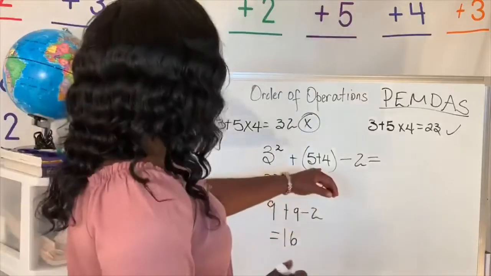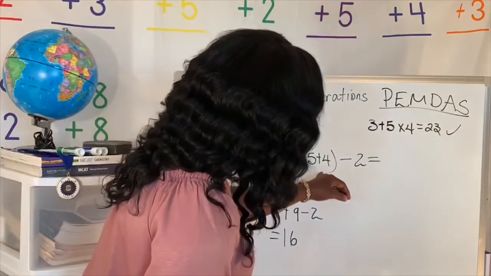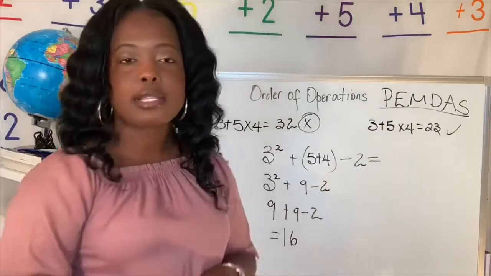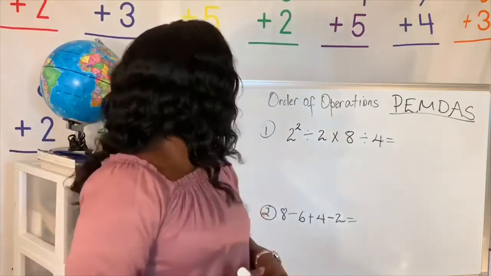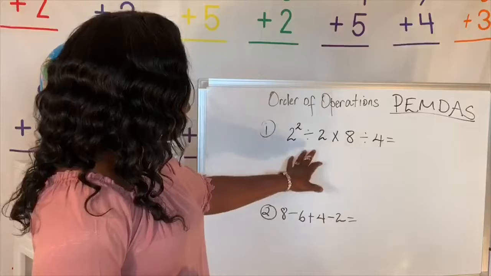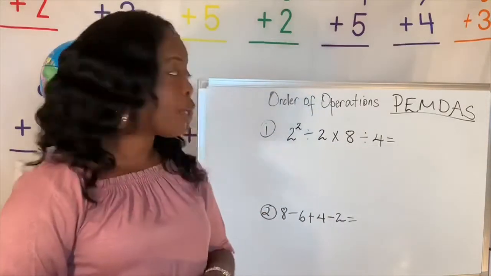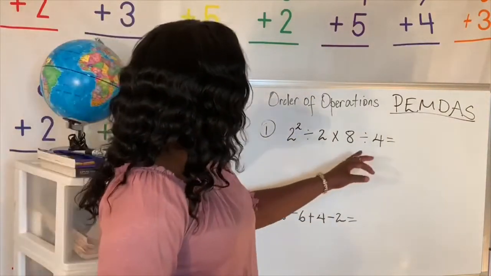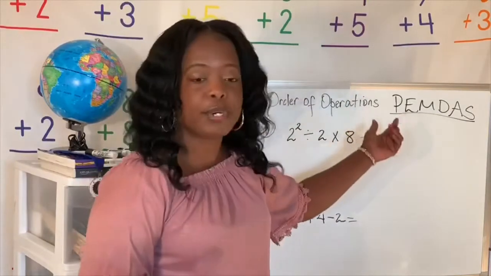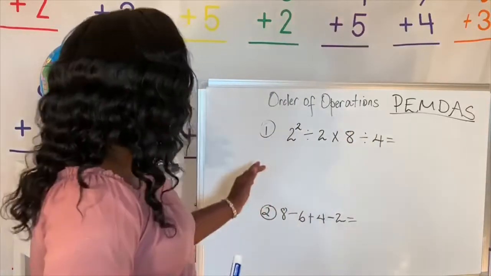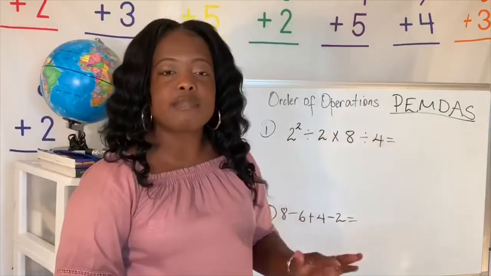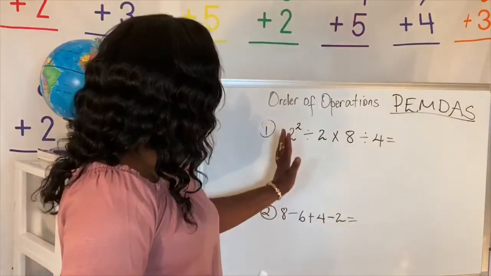So again, we're looking first at the parentheses, then we're working exponents, then we're either doing addition or subtraction. Now let's look at these last 2 problems, and then we'll just wrap things up. So here we have 2 squared divided by 2 times 8 divided by 4. And if you recall, I stated that if we're dividing and multiplying, they will both have the same level of importance, and therefore we can just approach this problem moving from left to right. Instead of doing multiplication first and then division, we can just go ahead and move from left to right.